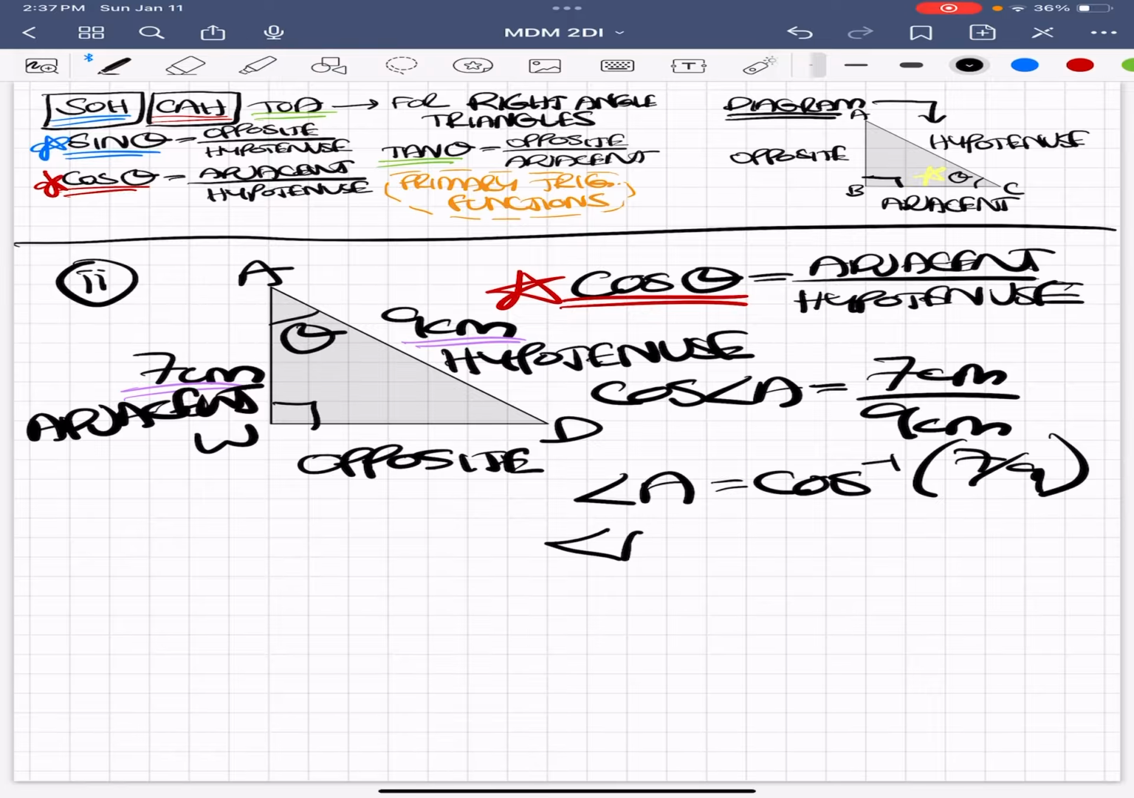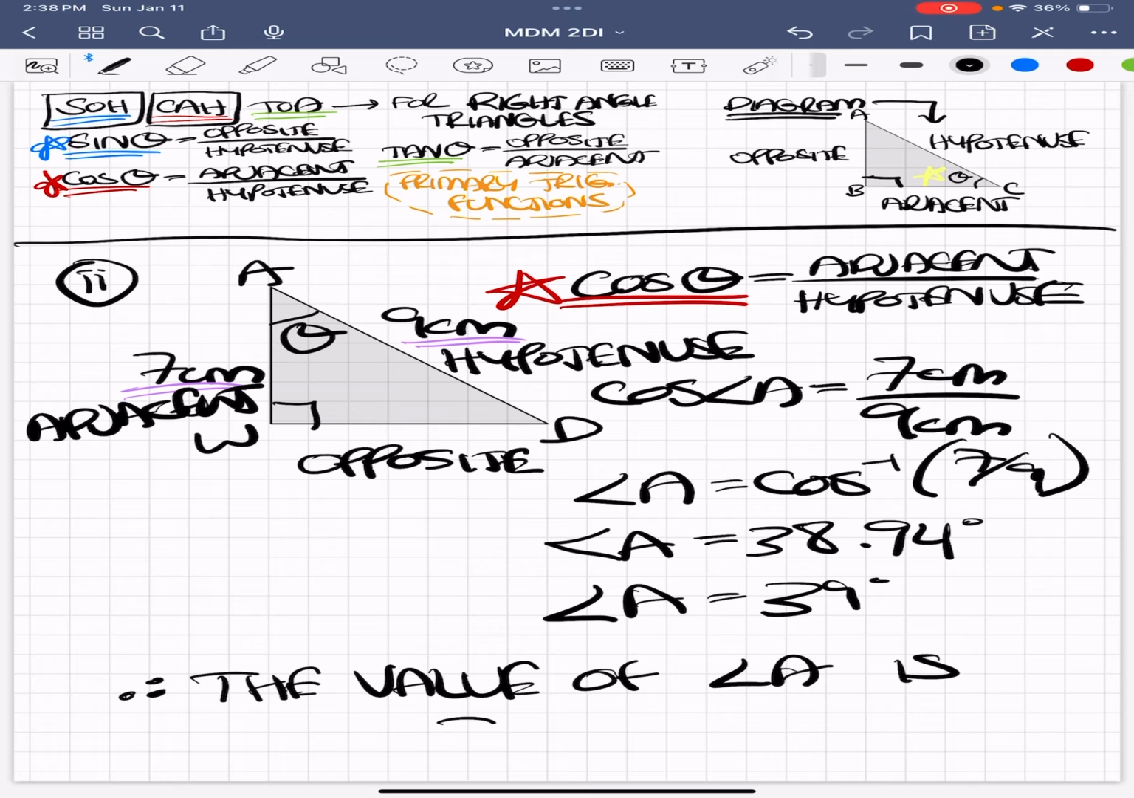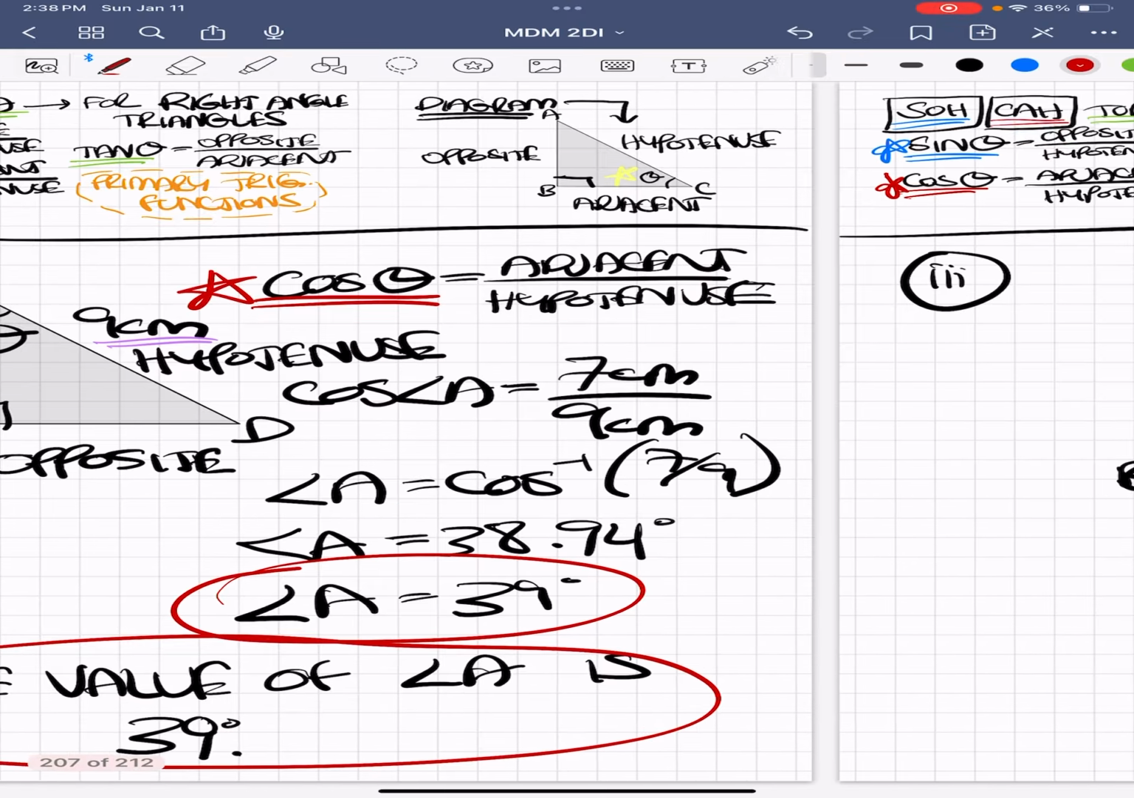And then angle A would be 38.94 degrees. When rounded, 39 degrees. And then we will take our therefore statement. The value of angle A is 39 degrees. And we will circle both answers in red. And moving on.